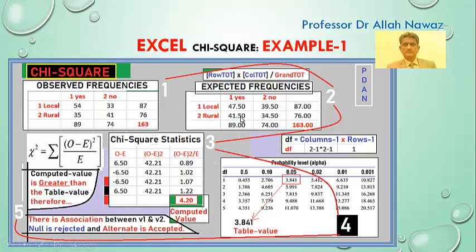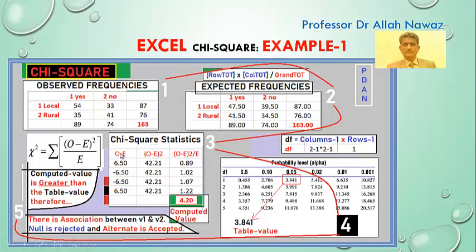Likewise, the expected frequencies of all four cells were computed. That was the first step and that is the second step. Then in the third step we have to compute the chi-square statistic using this formula. Chi-square is equal to summation of O minus E squared divided by E.